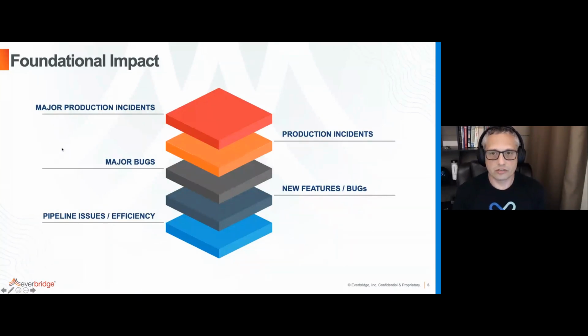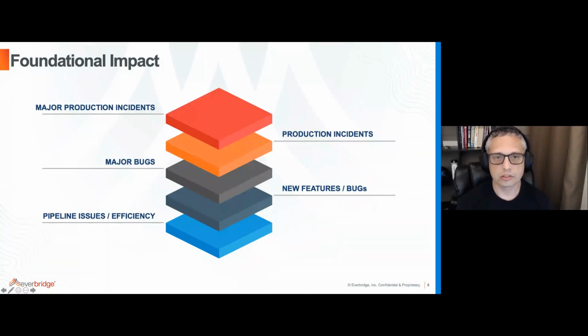But there's also this foundational impact, right? So I've listed a few kind of in an order here. We have our major production incidents, right? These are usually very high visibility, very customer impacting type things. We have our just kind of lower grade production incidents, major bugs that maybe have been found, new features and bugs that we're trying to get out, or minor things we're trying to fix. And then of course we have our pipeline here at the bottom and issues and inefficiencies and how those can affect. That is a foundational piece that can affect all of these things above.